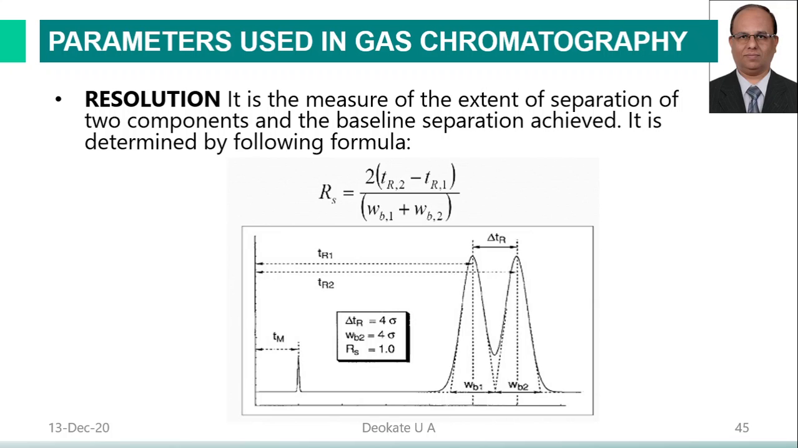So RS equals 2 into TR2 minus TR1 divided by WB, the width of the peak. Here we take the widths of the peaks of the first and second components. The widths should be minimum so that more resolved peaks can be obtained, having larger delta TR values, that is, the difference between TR1 and TR2 should be larger. TR2 is taken as 4 sigma, WB2 is also taken as 4 sigma, and RS is considered as 1. Tm is the retention time for a solvent molecule.